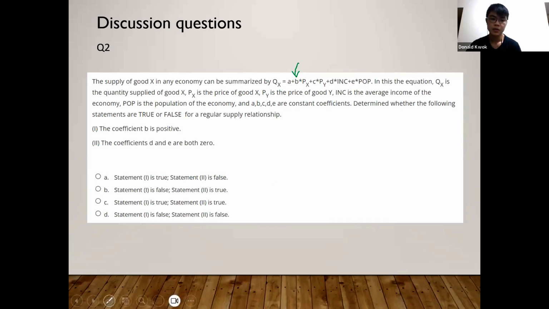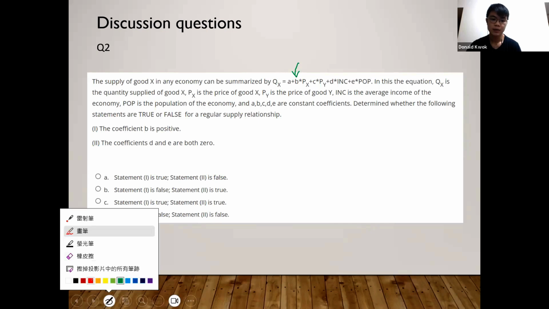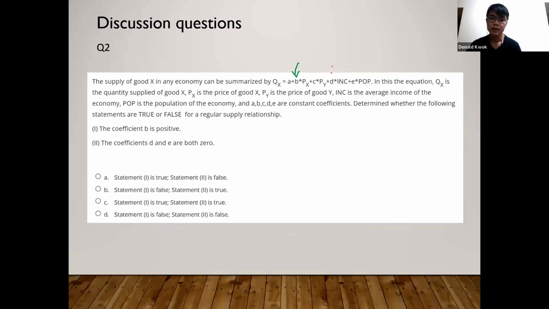Well, for statement two, coefficients D and E are both 0. So D and E are the coefficients in front of income and population. So how does a change in income or a change in population affect the supply of the good? It should have no impact, right? Because income and population are demand shifters. It should have no impact on the supply of the good. So we would like to have D and E to be 0, such that a change in income or a change in population has no effect on the supply of good X. So statement 2 is also correct.